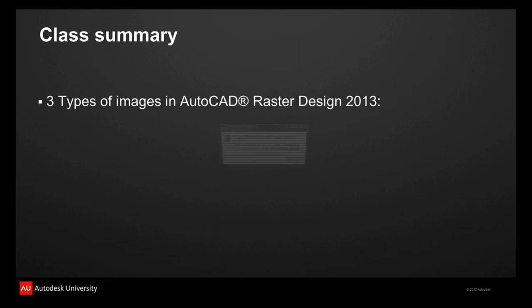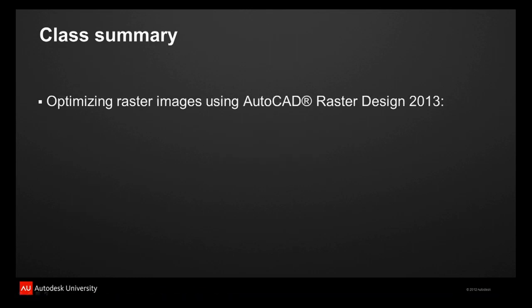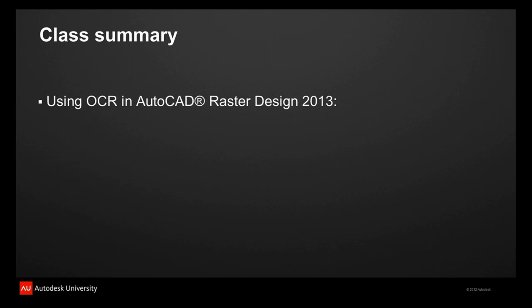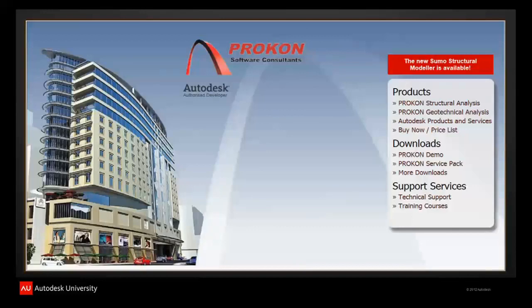The class, just looking at the summary, we've got 3 types of images in AutoCAD Raster Design. Those were bitonal, grayscale, and color images. All right, and just quickly running through that. Optimizing raster images using raster design, correlate, edit, REM and REM primitives. Then we convert this information to vector data, and then alternatively we can use OCR Setup to get the end result.